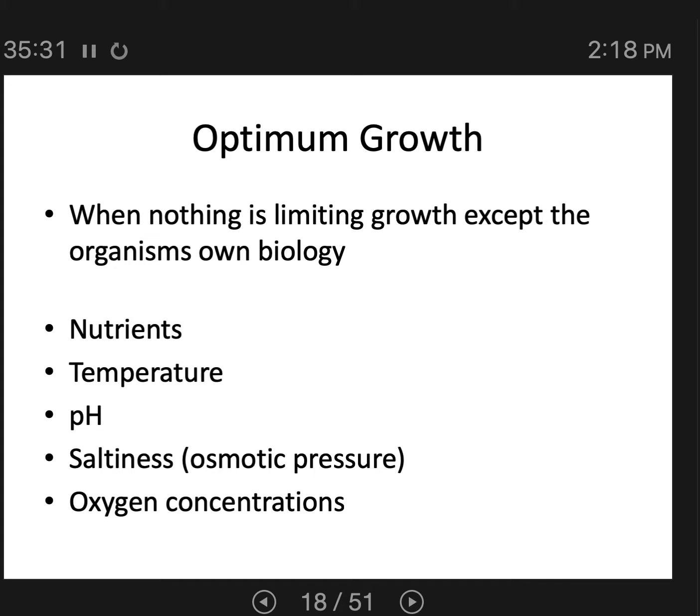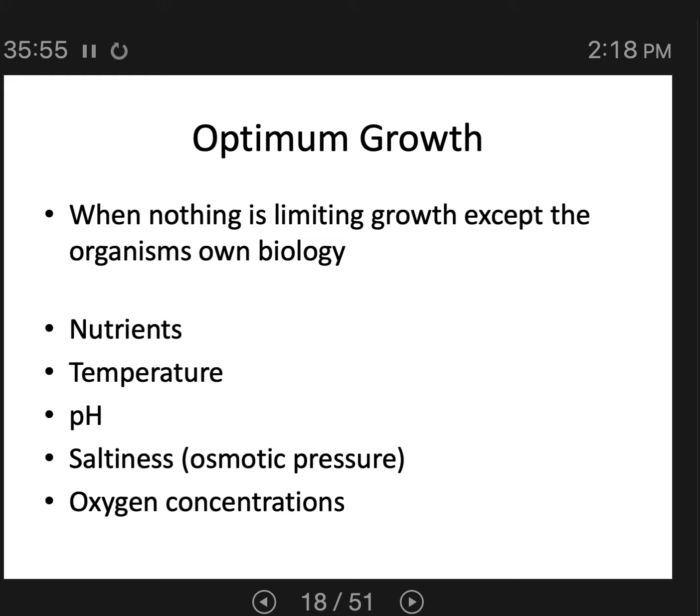When you're trying to figure out the optimum growth rates, the things we usually consider in the lab are: what nutrients does this microbe need? What temperature is ideal for it? What's the ideal pH? What's the ideal osmotic pressure? That's kind of like the saltiness of the external environment, how many solutes are there, the water pressure kind of thing. What oxygen concentrations are perfect?